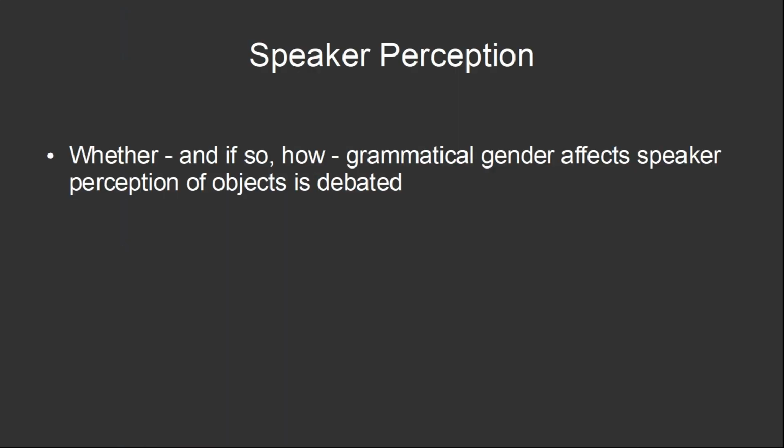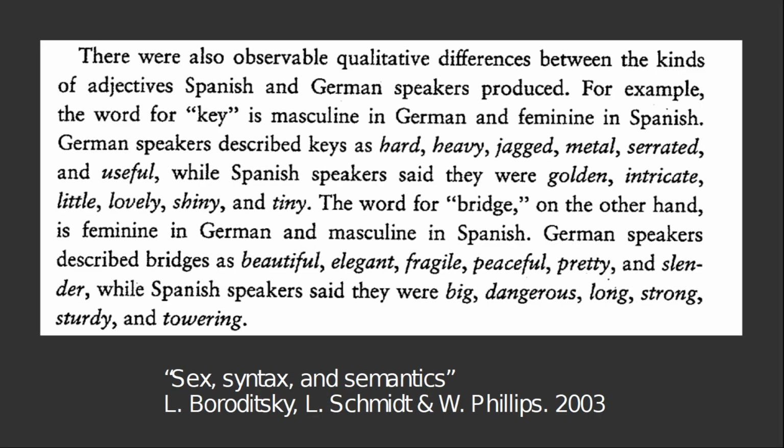The degree to which grammatical gender influences speaker perceptions of the world, or if it even does at all, is highly debated. A famous and widely cited study compared German speakers and Spanish speakers asked to describe different objects where the grammatical gender differed between the languages. For example, bridge is masculine in Spanish and feminine in German.